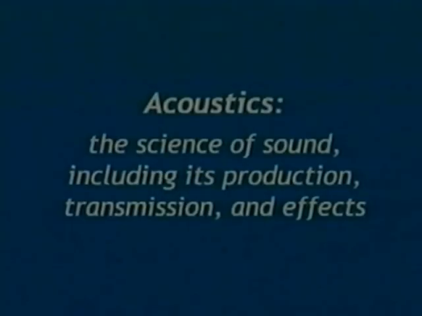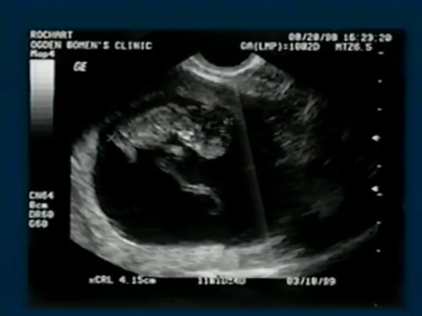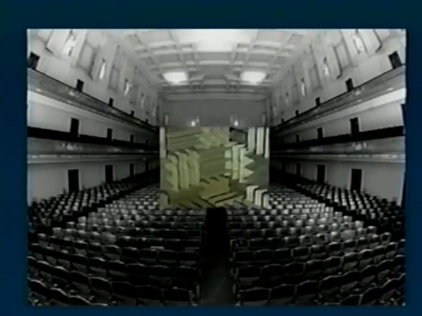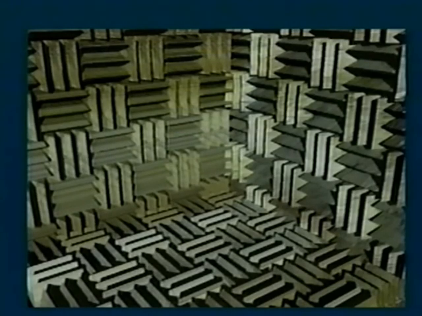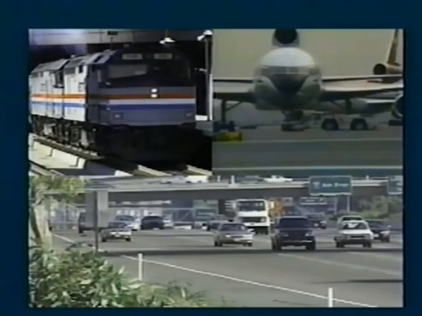I'd like to start by defining acoustics. Acoustics is the science of sound, including its production, transmission, and effects. Applications of acoustics include medical ultrasonics, underwater acoustics, architectural acoustics, active or passive noise control, non-destructive evaluation, environmental noise, and many, many more.